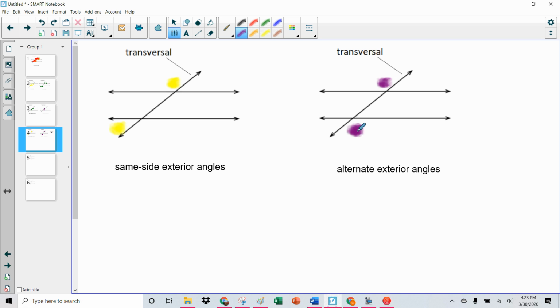Now, it would be nice for you to remember these words, but you don't have to memorize it, because if you understand what the words mean, like interior, exterior, alternate, and same side, then it should be easy to remember where these angle pairs are. Let's do some examples, though, from your assignment.